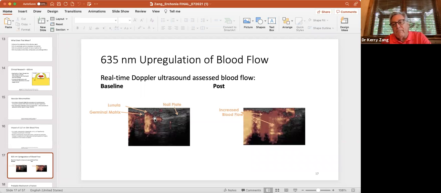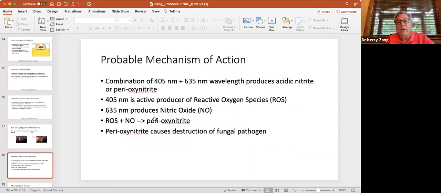And I know that has nothing to do with onychomycosis, but you have a device and you can use it for a lot of other things. So your mechanism of action is a combination of the 405 nanometer wavelength and the 635 wavelength, and it produces acidic nitric, and you develop peroxynitrite. The 405 lower wavelength, which is the blue light, is the active producer of reactive oxygen species. The 635 produces nitric oxide. Together they produce peroxynitrite, which causes the destruction of the fungal pathogen.